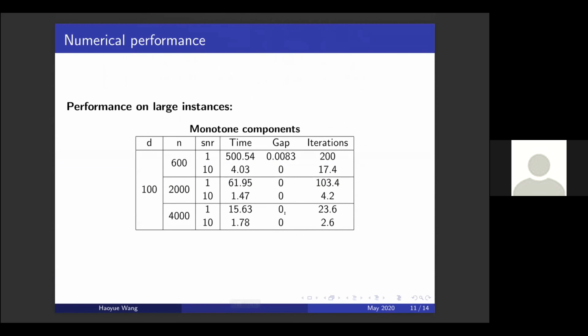Here are some results on larger instances. Here we try D equals 100 and N is much larger. What is interesting in this experiment is that as S and R get larger, the time is much shorter for that problem. And more interestingly, when N is larger, the time also gets shorter. Basically, this is possibly because the underlying problem has a favorable statistical property. So in that case, our algorithm will have better performance.